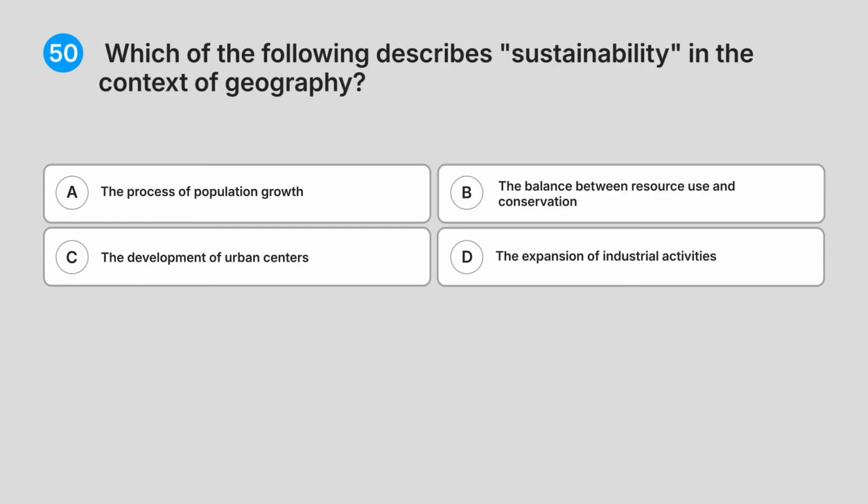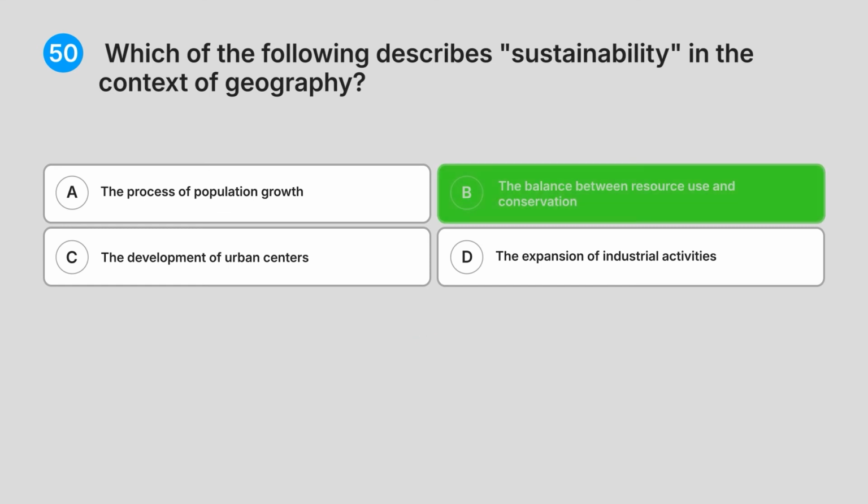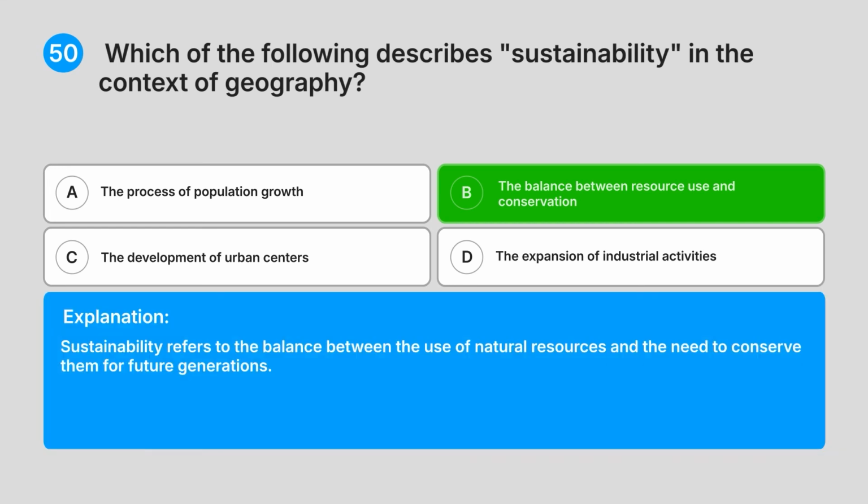50. Which of the following describes sustainability in the context of geography? A. The process of population growth. B. The balance between resource use and conservation. C. The development of urban centers. D. The expansion of industrial activities. Do you know the answer? Correct answer. B. The balance between resource use and conservation. Explanation. Sustainability refers to the balance between the use of natural resources and the need to conserve them for future generations. You've reached the end of our first question set.